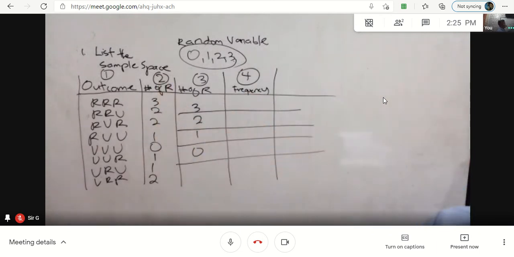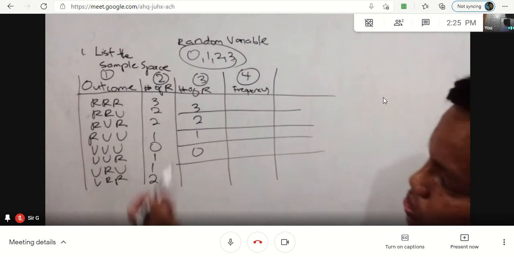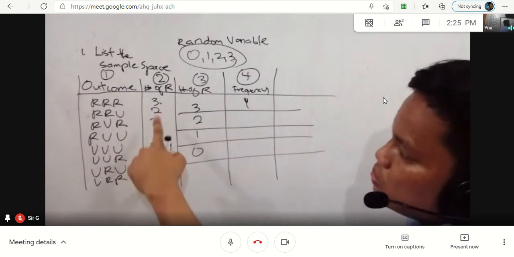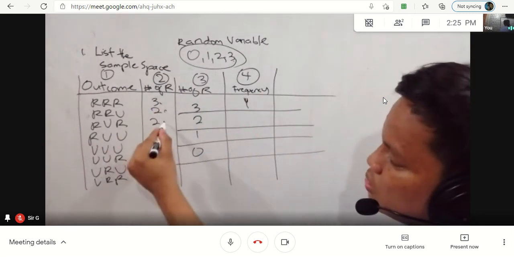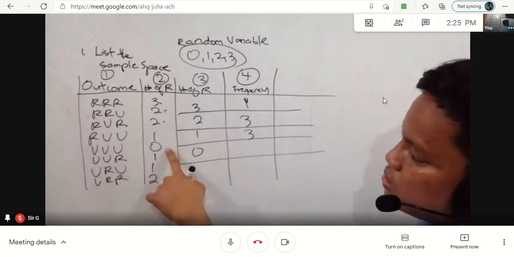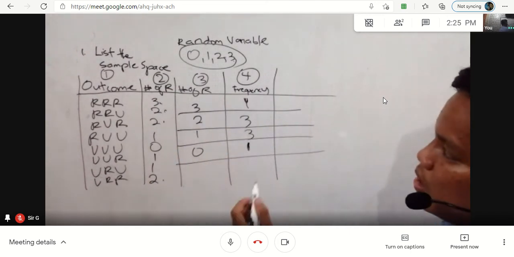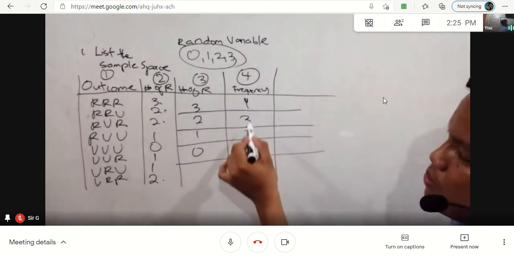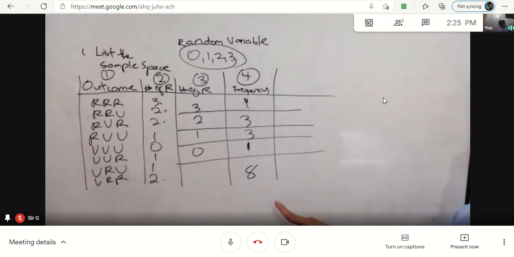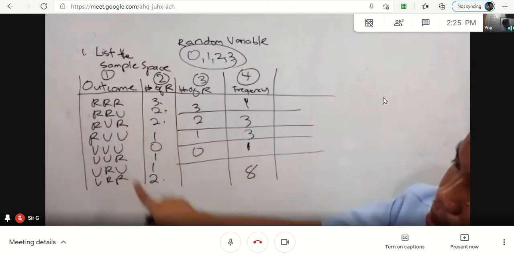Number 2. Ilang beses ba lumabas si 3? So, since isang beses lang, ito lang, so 1. Ilang beses lumabas si 2? 1, 2, and 3. So, ito yung tatlong 2. So, therefore, tatlo. Yung 1 naman, tatlong beses rin. Yung 0, isang beses lang lumabas. So, pag plus natin to, 1 plus 3 plus 3 plus 1 is equal to 8. So, yung 8 na to, it refers rin kung ilan po ang sample spaces na yan.